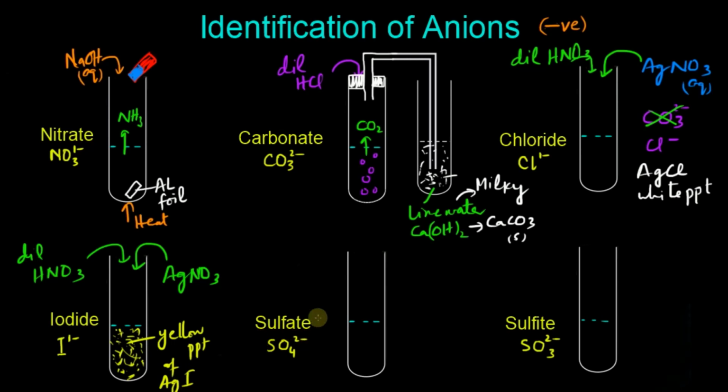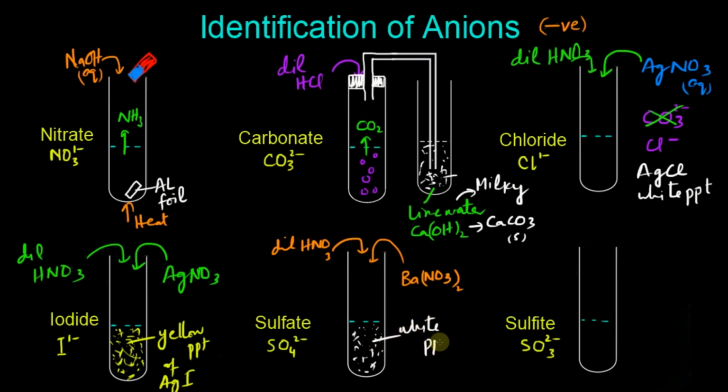Next, we have the identification of sulfate. First of all, you will again add dilute nitric acid to destroy any carbonate, and then we will add barium nitrate into this solution, and barium nitrate will react with sulfate ions, and we get a white precipitate over here. And this white precipitate is actually barium sulfate.